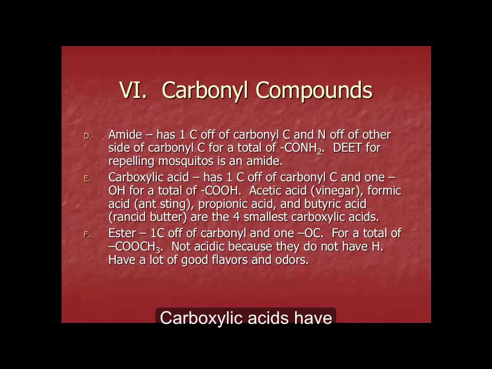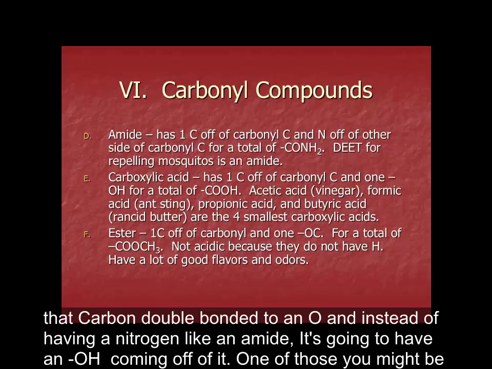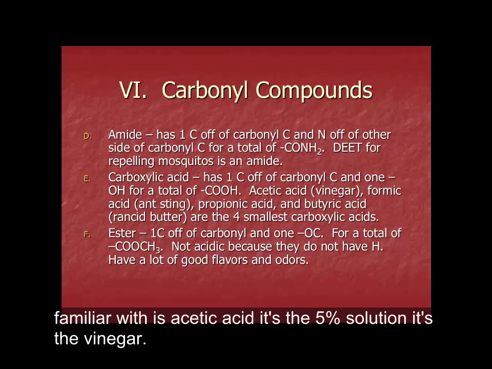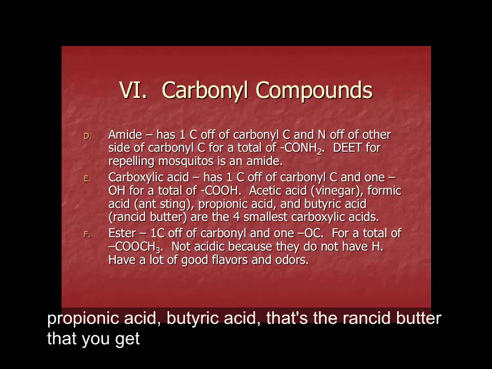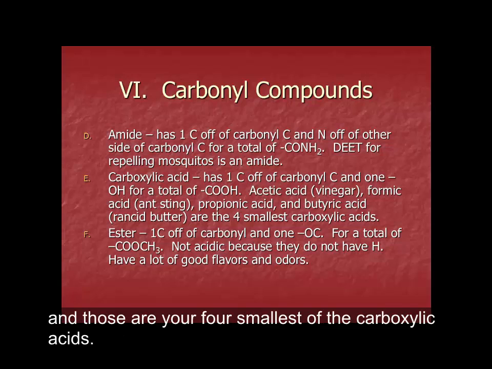Carboxylic acids have that carbon double bonded to an O, and instead of having the nitrogen like an amide, it's going to have an OH coming off of it. One of those you might be familiar with is acetic acid. It's the 5% solution. It's vinegar. Formic acid, this is your ant sting from your fire ants. Propionic acid, butyric acid, that's the rancid butter that you get. And those are your four smallest of the carboxylic acids.